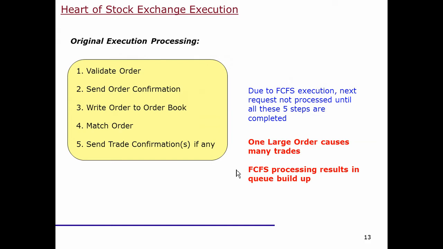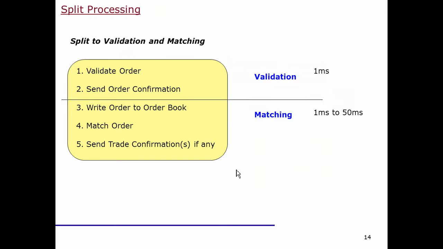However, this processing has to be done first come first serve. And as it happened, until these 5 steps were executed, the next order could not be taken in from the queue. So what used to happen was that one large order would cause a lot of trades, and this first come first serve queue started building up. If we look at the timings, just ballpark numbers, the validation, let's say, takes 1 millisecond, which is pretty fixed regardless of the size of the order. But the matching part, that is from step 3 onwards as it was defined, would take anywhere from 1 millisecond to 50 milliseconds.